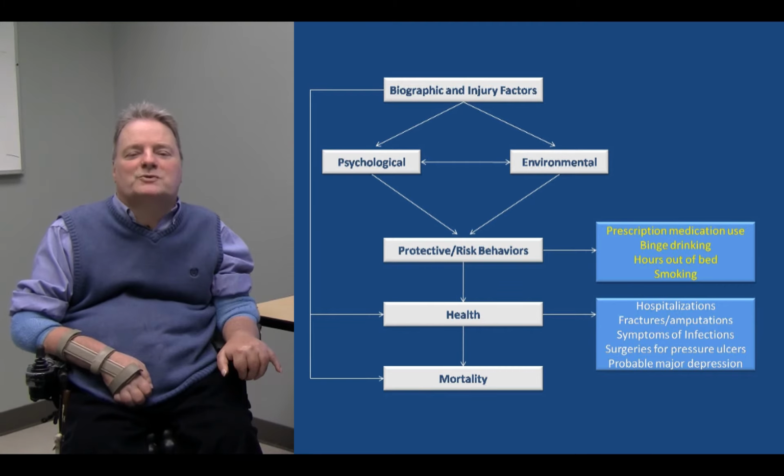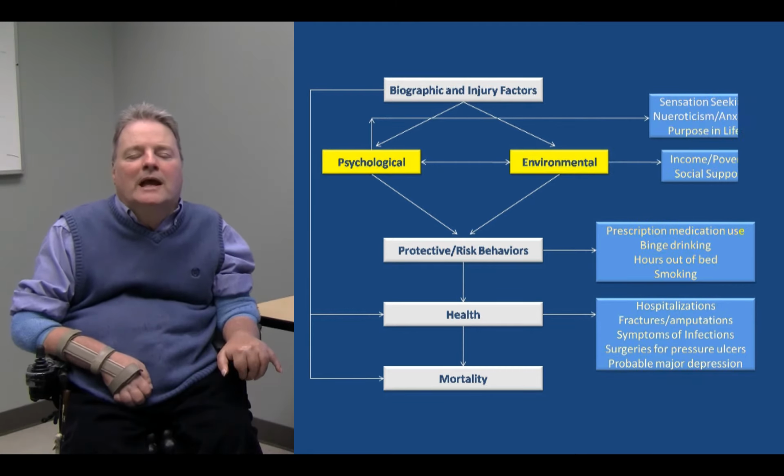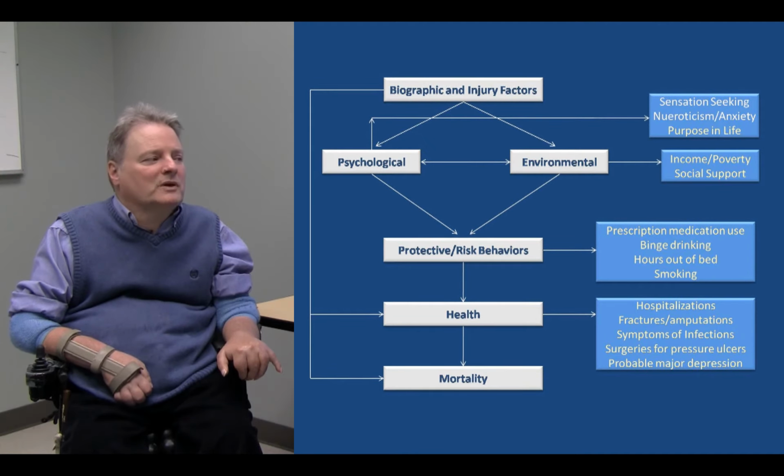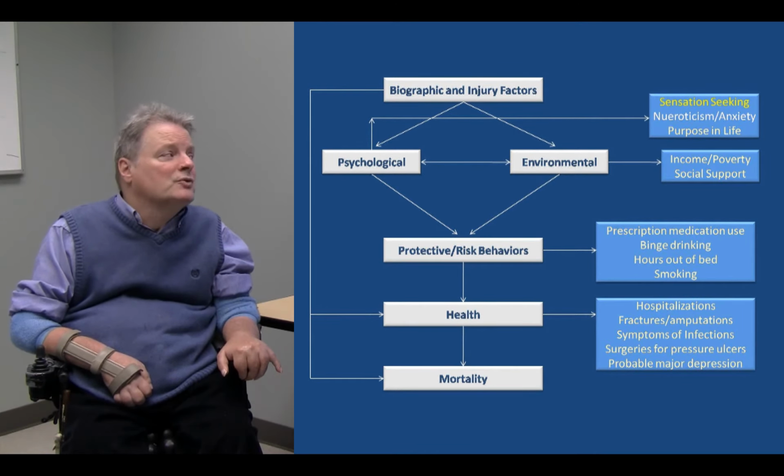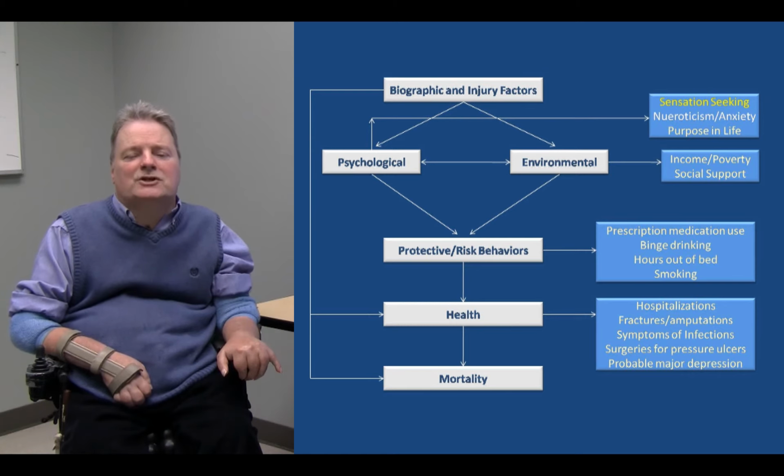The next set of factors we're going to look at are psychological and environmental factors. And 2 psychological factors have been related to early mortality after spinal cord injury. And they are sensation-seeking and neuroticism anxiety. And actually sensation-seeking is a trait that occurs among people who like to take risks, chances. A lot of people who had their initial spinal cord injury, it was during high-risk activities. Certainly not everybody, but it is related to this characteristic.